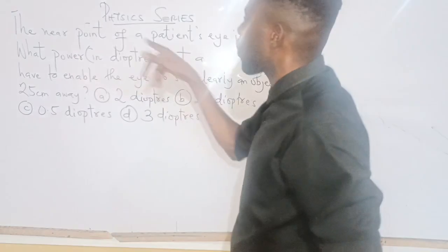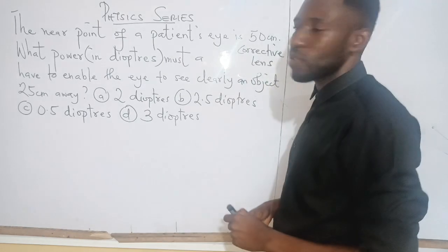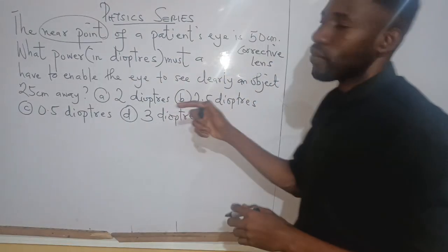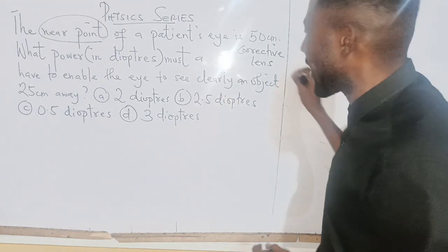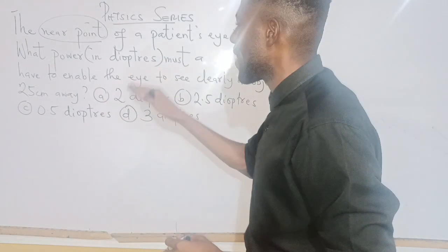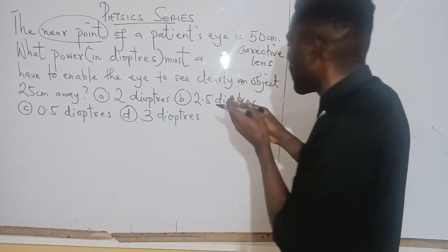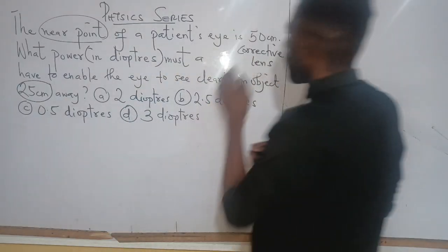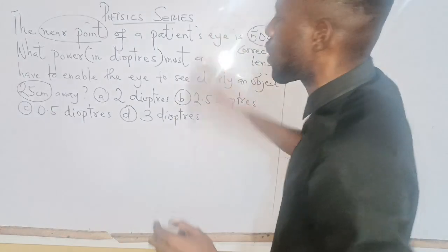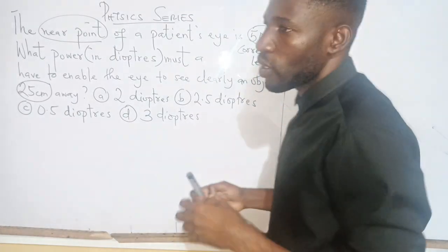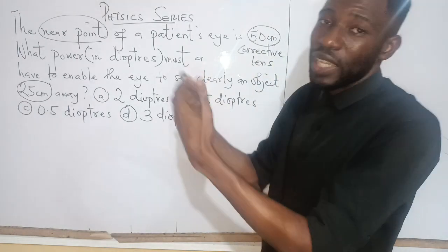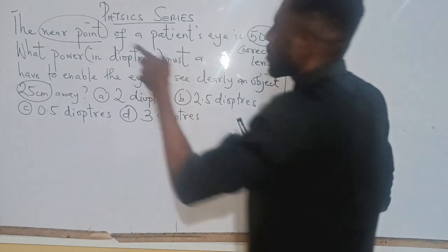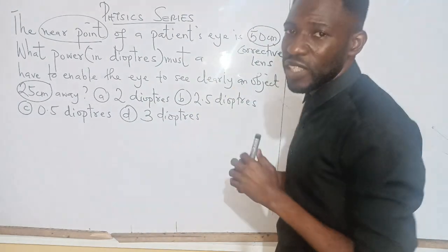So the near point of the patient's eye is 50 centimeters. What power must a corrective lens have to enable the eye to see clearly an object that is 25 centimeters away? Now, quickly, how do we solve this kind of question? The near point is just the closest distance to the eye, the near point of a person. So the near point of the patient's eye is 50 centimeters.